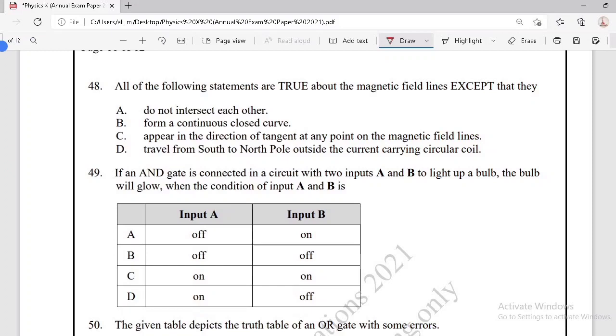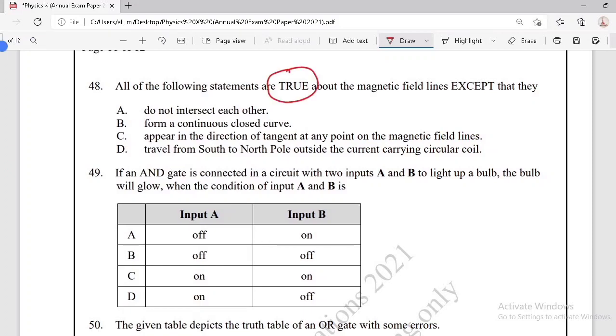Then we have question number 48. All of the following statements are true about magnetic field lines except one. They do not intersect each other. This is the correct characteristic of magnetic field lines. They form a continuous closed path. This is the correct characteristic property of magnetic field lines. They always form a continuous closed path from the north pole to the south pole.